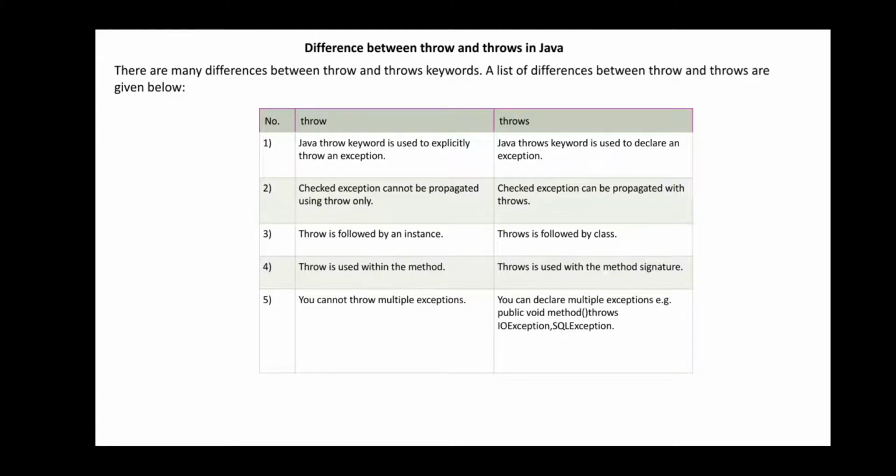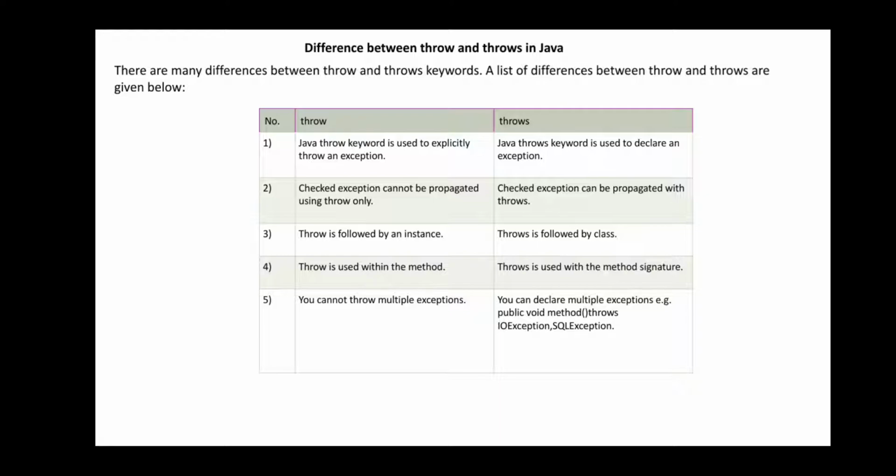Then we shall check the differences between throw and throws. The Java throw keyword is used to explicitly throw an exception, from one end to the other end, but throws is used to declare an exception. That is the difference. Throws is going to declare, it is going to create, it is going to initiate. Second, a checked exception cannot be propagated using throw only. Already checked exceptions cannot be used through throw, but with throws we can propagate that. Propagate means it can be sent from one end to the other end for the next verification.